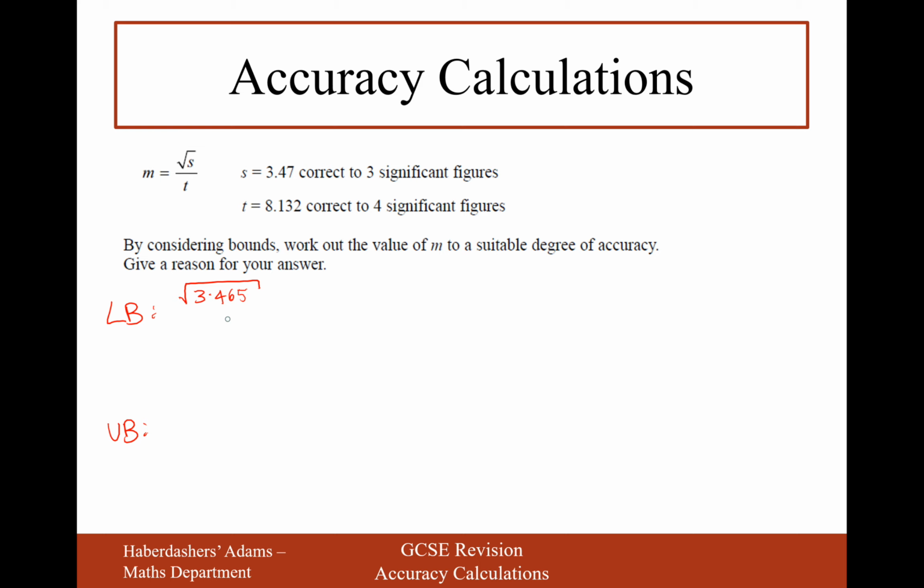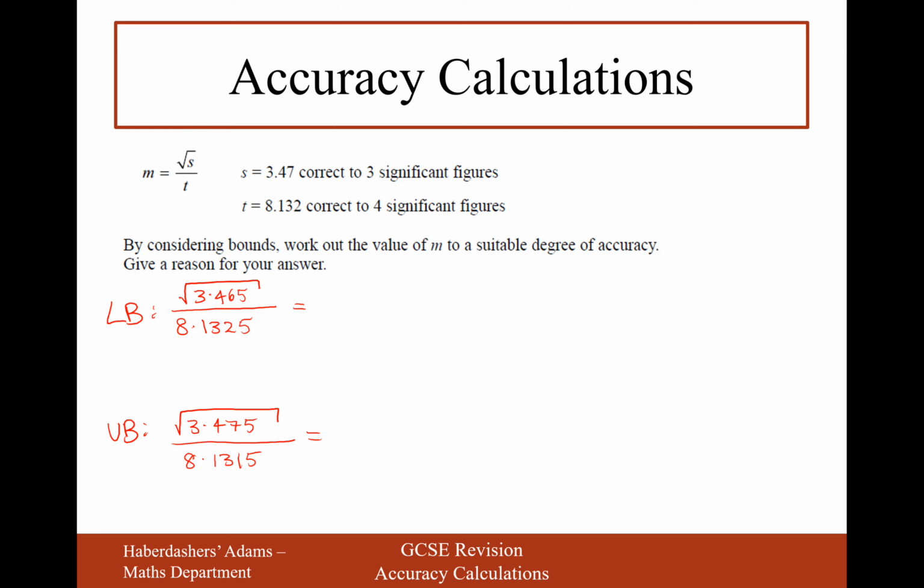So the lower bound is going to be 3.465 to three significant figures. I'm going to divide that by the upper bound of this number, because when we want to create a lower bound, we want to be dividing by as much as possible. So 1325. And let's do the upper bound calculation as well while we're here. 3.475, because that's the upper bound of the numerator, divided by the lower bound of the denominator. So 8.1315 will be the answer to the lower bound.